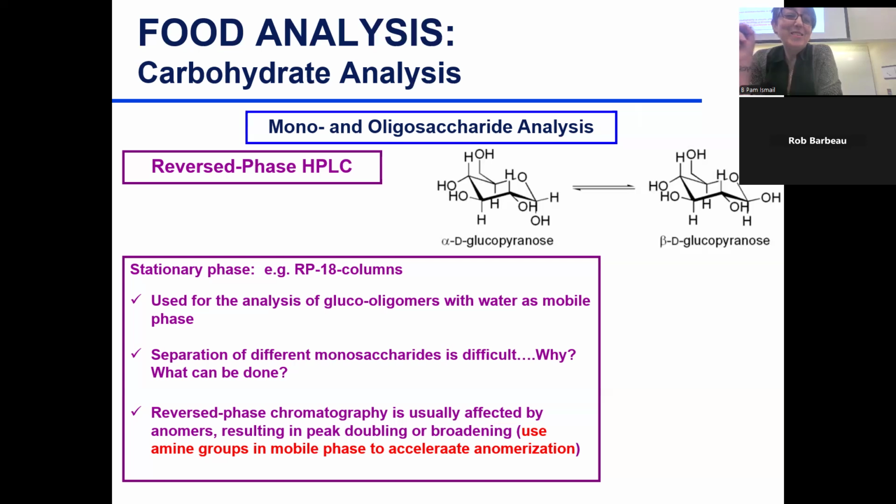So you don't have to remember that one, but I want you to remember that reverse phase columns or reverse phase HPLC is not very common for mono-, di-, and oligosaccharides unless you add a little bit of salt so that you enhance the interaction with the column.